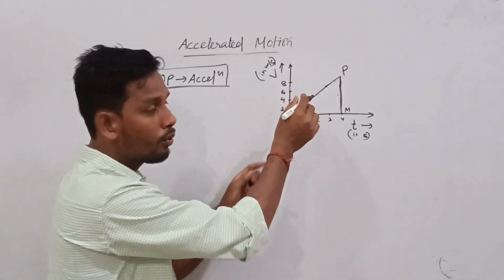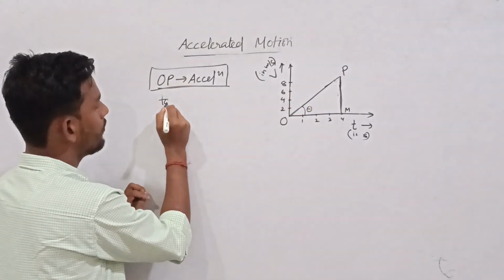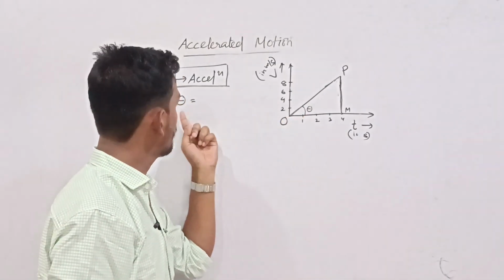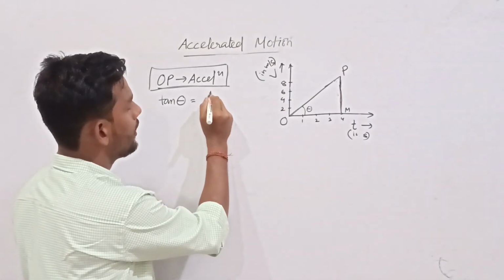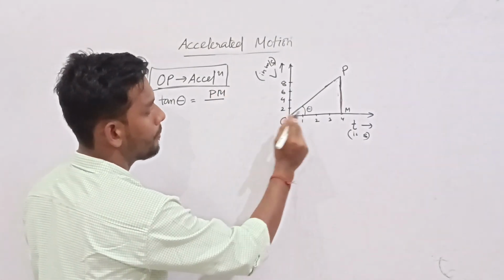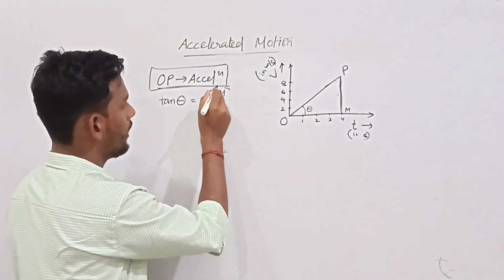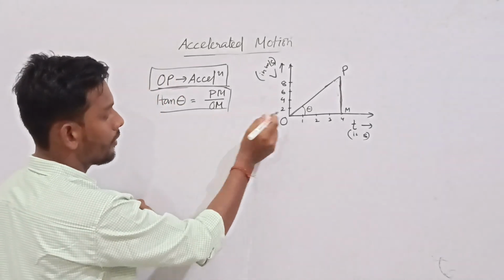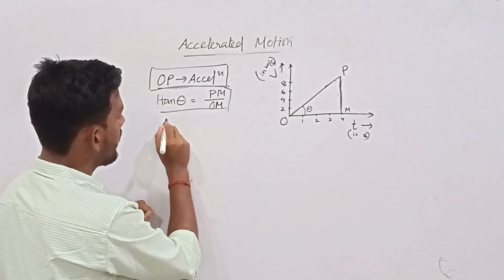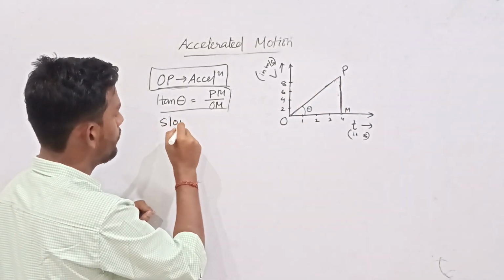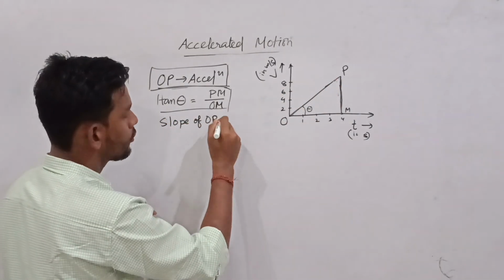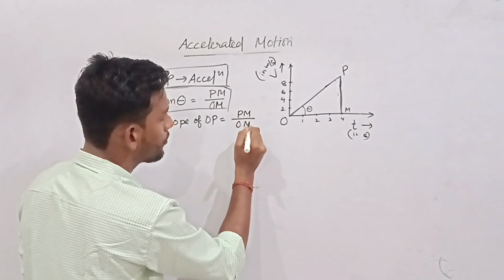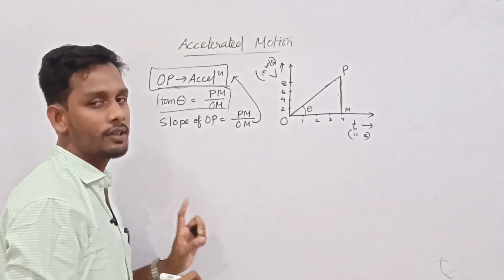Now how can you find the slope of this graph? Say tan theta, tan of this theta. It is a ratio in trigonometry. Tan theta will be the perpendicular divided by base, which is OM. You may or may not remember this, you will get trigonometry in class 10, but better you remember: acceleration means slope of OP. Slope means the perpendicular of the triangle divided by the base of the triangle, and it represents the acceleration.